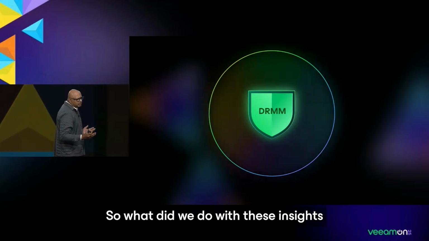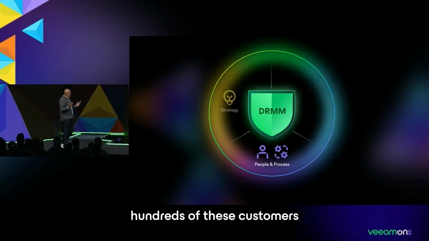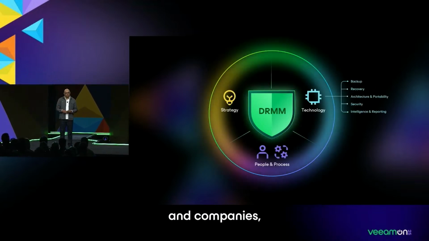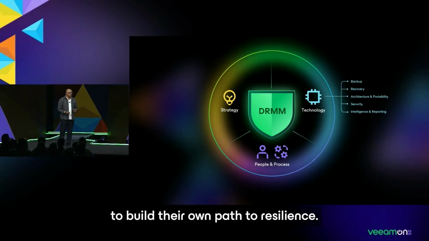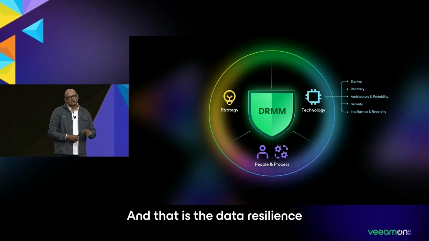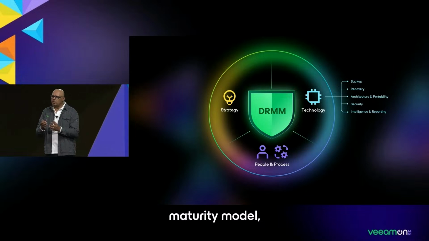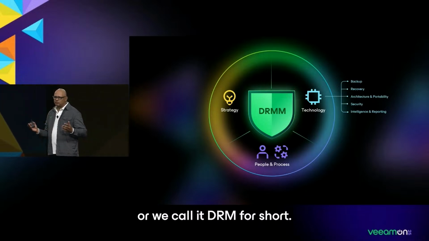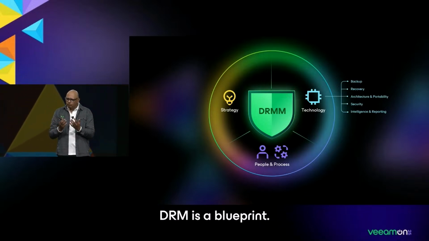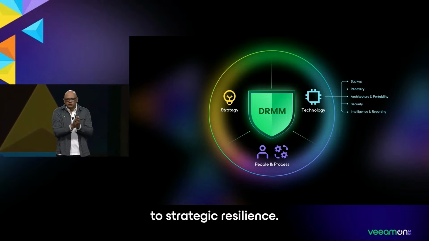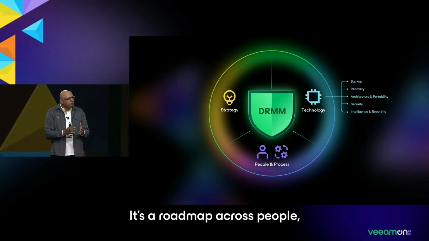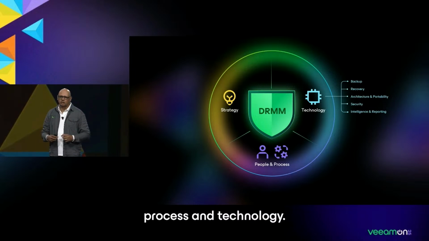So what did we do with these insights? From studying and surveying hundreds of these customers and companies, we turned it into something actionable for every company to build their own path to resilience. And that is the data resilience maturity model, or we call it DRMM for short. DRMM is a blueprint. It's a structured path from how do you get to the basics to strategic resilience. It's a roadmap across people, process, and technology.